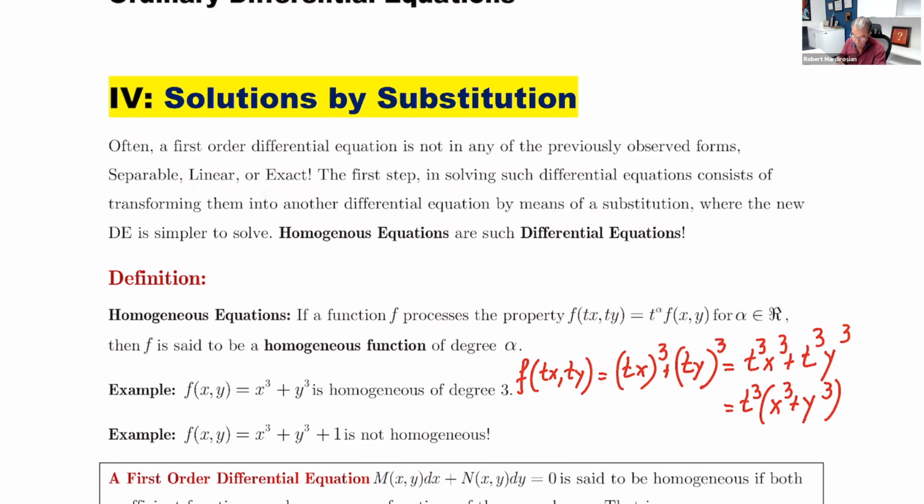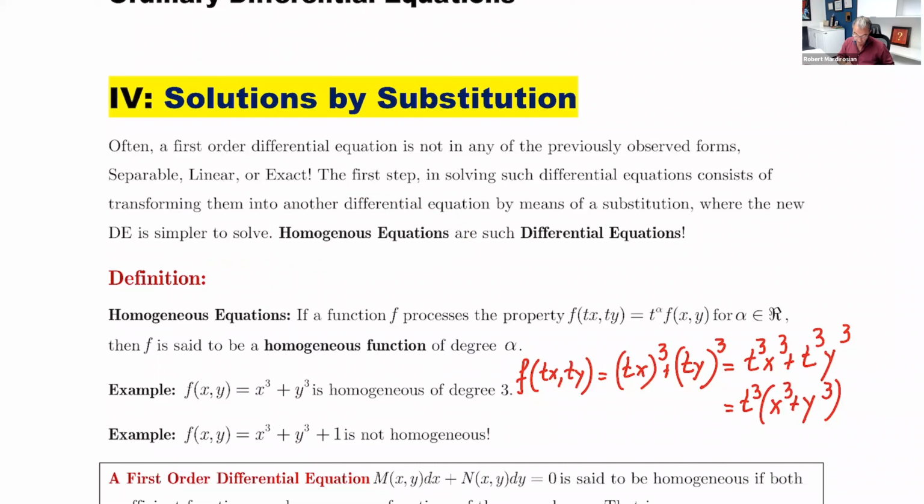So the first step in solving such a differential equation consists of transforming it into another differential equation by means of substitution, where the new differential equation is simpler to solve. Homogeneous equations are such differential equations. We're going to see what homogeneous equations are. So sometimes if a differential equation is more complicated, we can use substitution to make it an easier differential equation, so we have the technique to solve that.